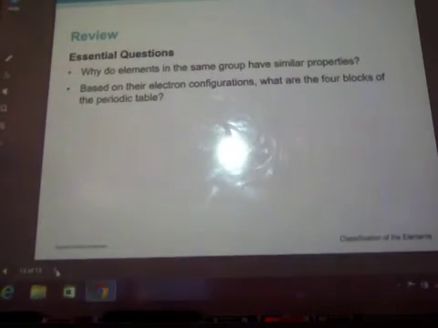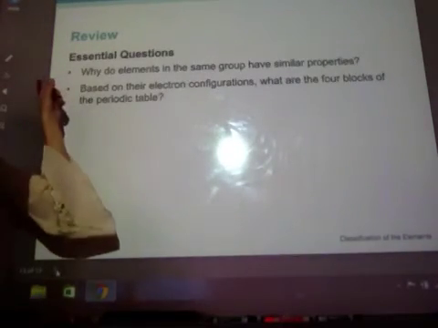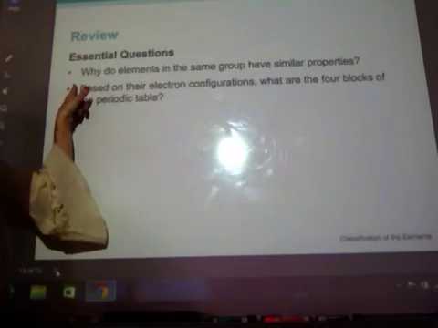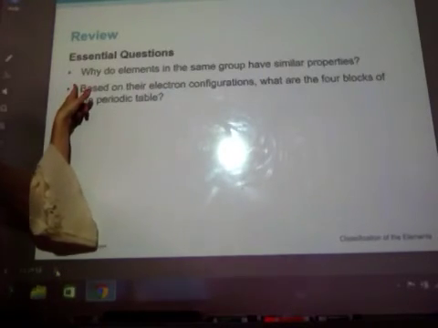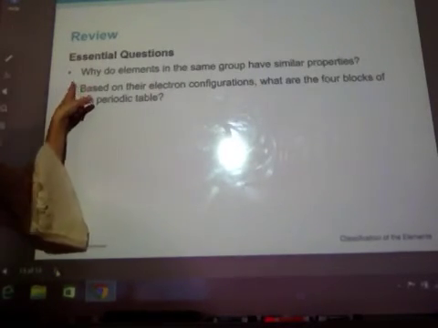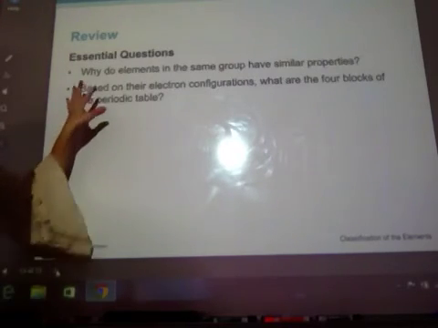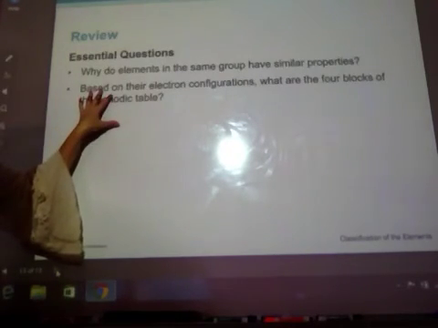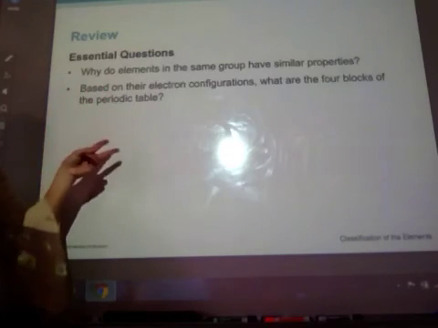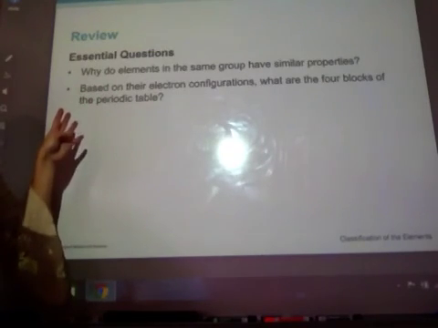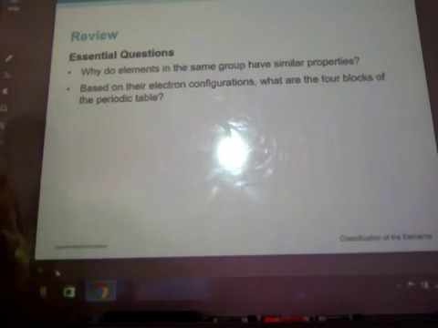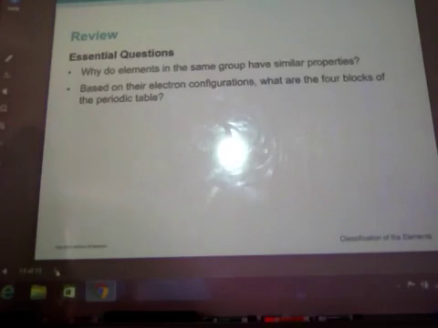So why do elements have similar properties? Because they have similar valence electrons. They are going to combine with other elements because of that. And based on their configurations, there are s, p, d, and f blocks. So you can use that to figure out configurations much more easily.